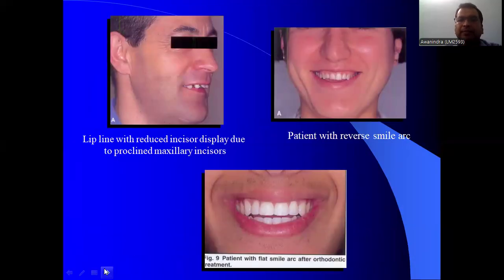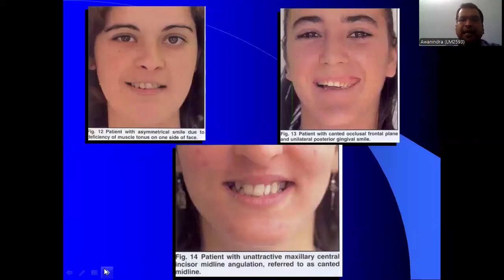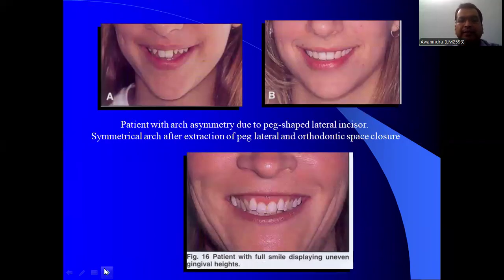Lip and smile is one of the important factors for which the patient asks for treatment, and it affects your results and what the treatment planning will be. Also what type of smile the patient has. So understanding the smile is a very important thing.